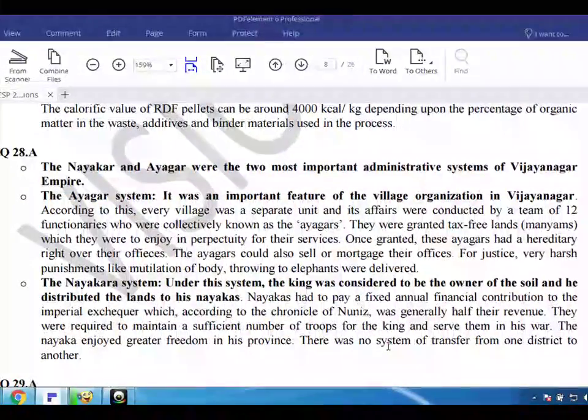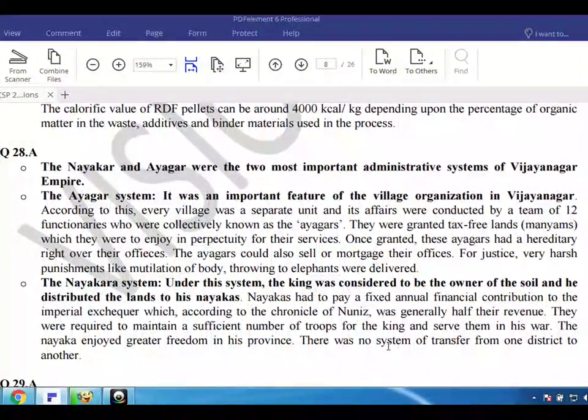Q28.a Ayagar and Nayankara were the two most important administrative systems of the Vijayanagara Empire. The Ayagar System was an important feature of the village organization in Vijayanagara. According to this, every village was a separate unit and its affairs were conducted by a team of 12 functionaries who were collectively known as the Ayagars.